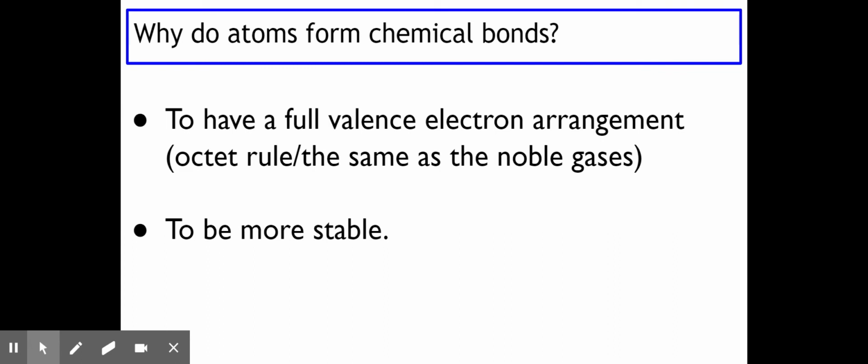Okay, so why do atoms form chemical bonds? Why do they bond together? Why don't they just stay as singles? Here's the thing: it's really to be more stable. The whole world wants to be more stable. From the chemistry point of view, it's to have a full valence electron arrangement, the octet rule we learned, or the same electron arrangement as the noble gases. Noble gases are very stable. They don't react with other stuff. Actually, the most common and simplest explanation is just to be more stable.